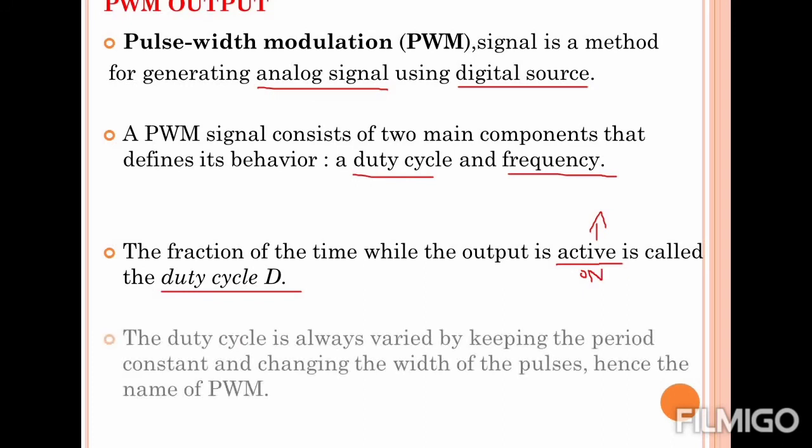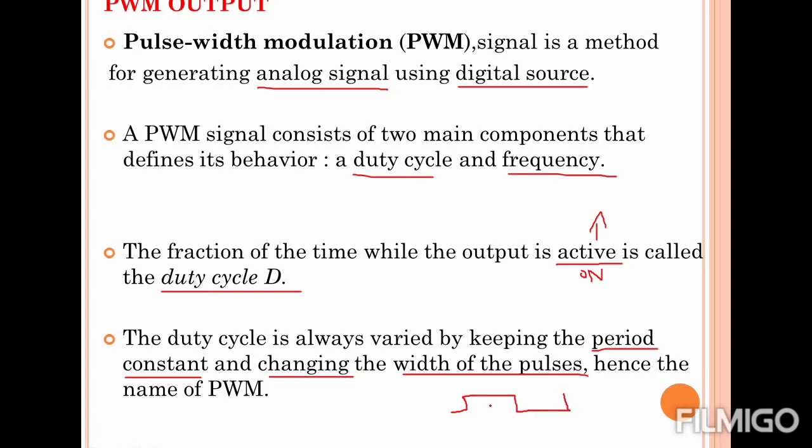And see the next point. The duty cycle is always varied by keeping the period constant. The time period is always constant. What will vary? Only the duty cycle varies. That means only the on time and off time will vary, changing the width of the pulses. Changing the width of the pulses means changing the on time and off time. Hence the name pulse width modulation. As you are changing the width of the pulse, it is called pulse width modulation.